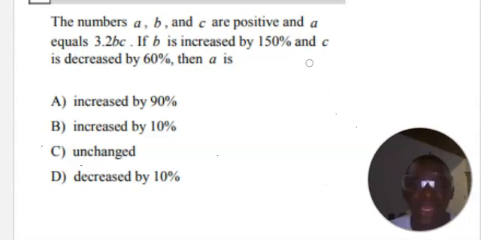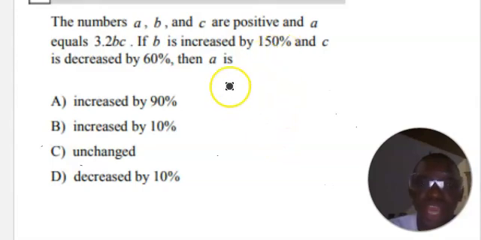Okay, let's look at this. We don't want to waste much of our time today. You say the numbers a, b, and c are positive and a equals 3.2bc. That if b is increased by 150% and c is decreased by 60%, then a is... Alright, so we have different options here. What do you think? You think you can tackle this? You can pause the video and do justice to this. But if not, let's see how this is done.